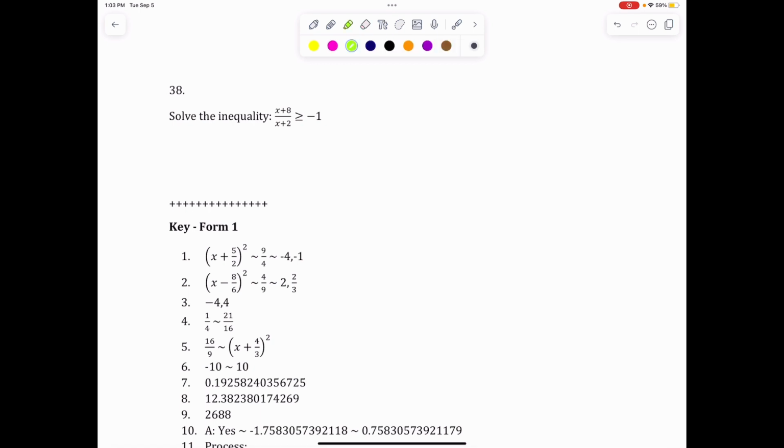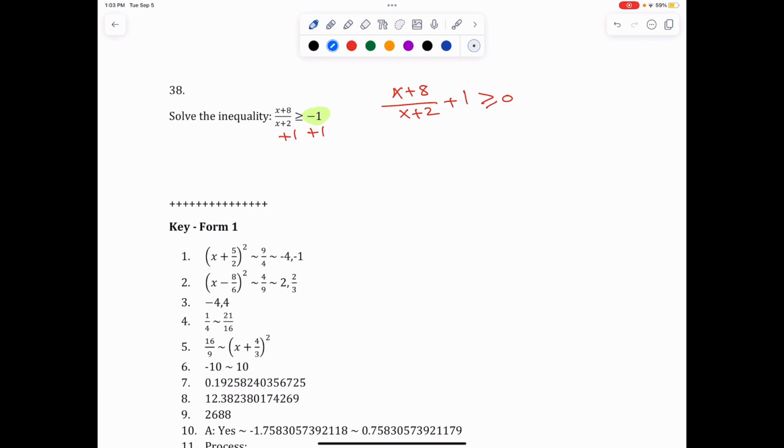Number 38. Notice how number 38 does not have 0 on this side, so that would be the first step that you will do. You're going to add 1 to both sides of the inequality. You get (x plus 8) over (x plus 2), plus 1, greater than or equal to 0. That will be the first step.